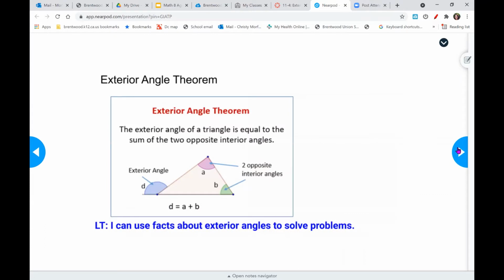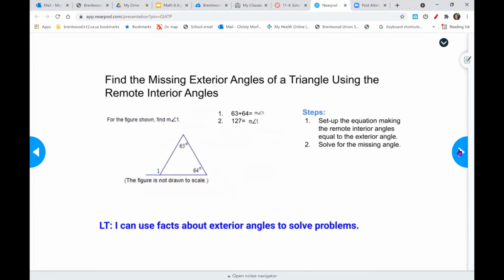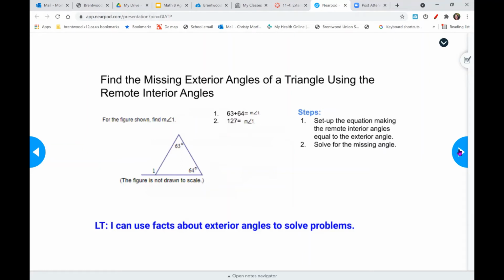And then here's just a little bit more of the explanation, where if you have this exterior angle, here are the opposite or the remote interior angles, and we add them together. So even though there's a lot of slides in this one, a lot of them are just showing you what to do and reminding you of what to do. This one as well. Here's an example. It shows you that if you want to figure out angle 1, you have to add 63 and 64, which would be 127. So while you're working on this, there are several slides that remind you of what to do.